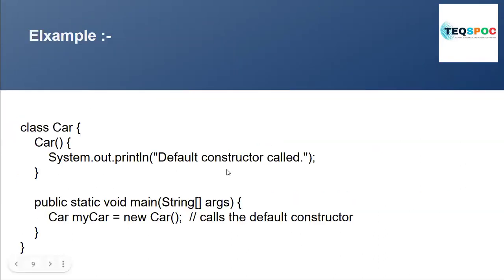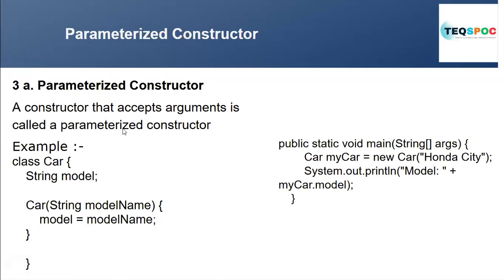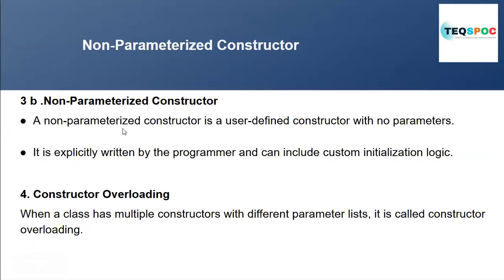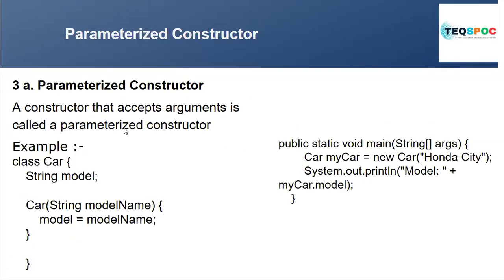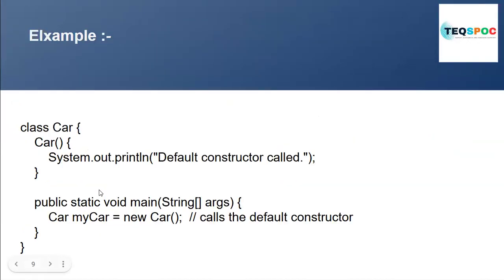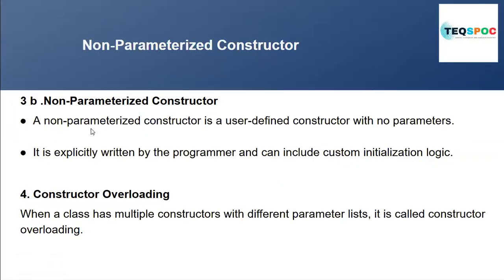Okay, this is basically a default constructor, which is automatically created. Now we have two types of constructor: parameterized constructor and non-parameterized constructor. So basically, what happens? When we pass an argument inside a constructor, that is called a parameterized constructor. And when we do not pass an argument inside a constructor, it is called a non-parameterized constructor.